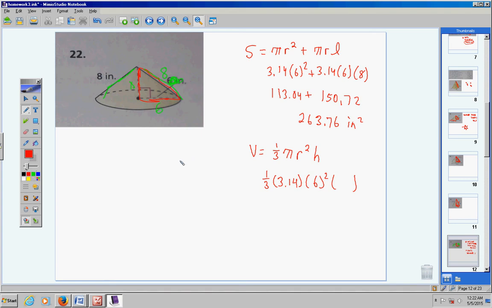So here we go. We have a leg squared plus a leg squared equals hypotenuse squared. So x squared plus 36 equals 64. Now subtract 36 from both sides, and we're left with, let's see, is it 28? Is that correct? I think that's right, 28. And then take the square root of both sides, and the square root of 28 would be 5.3.